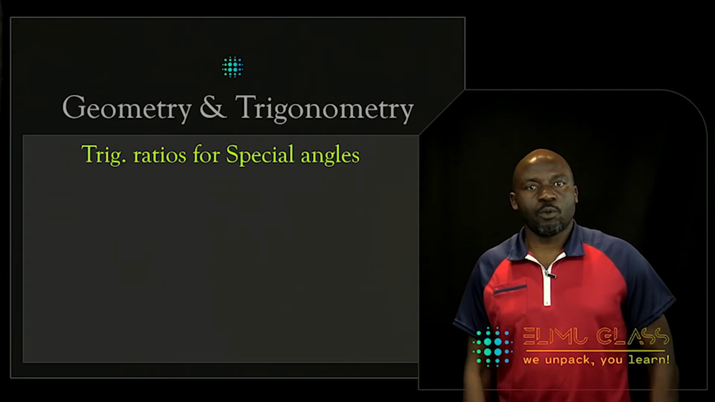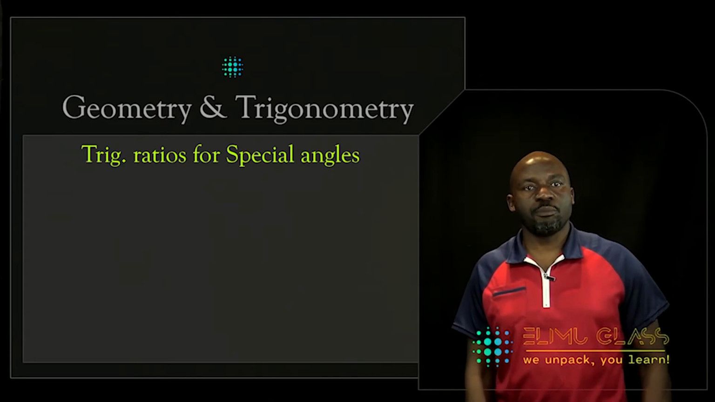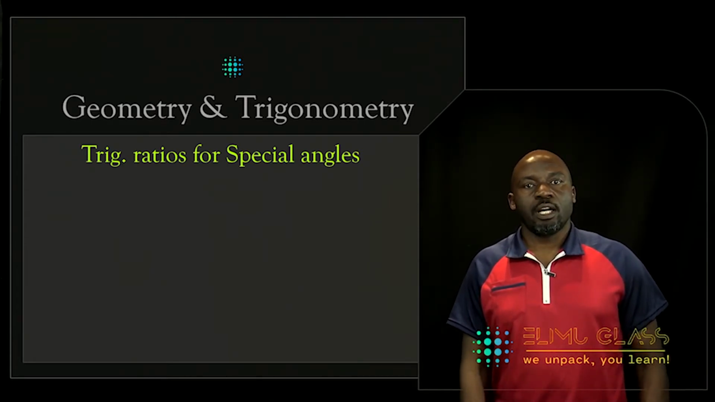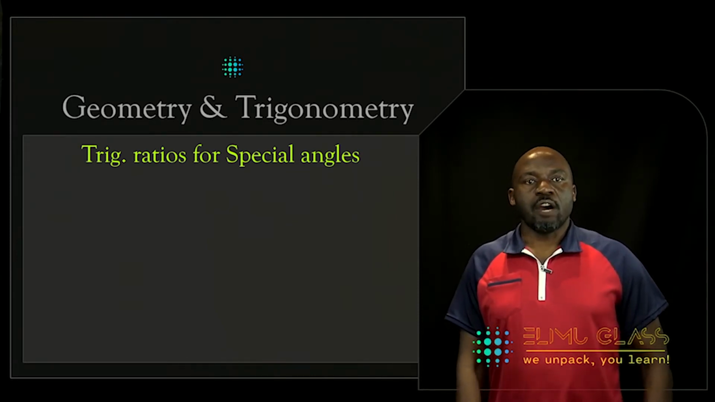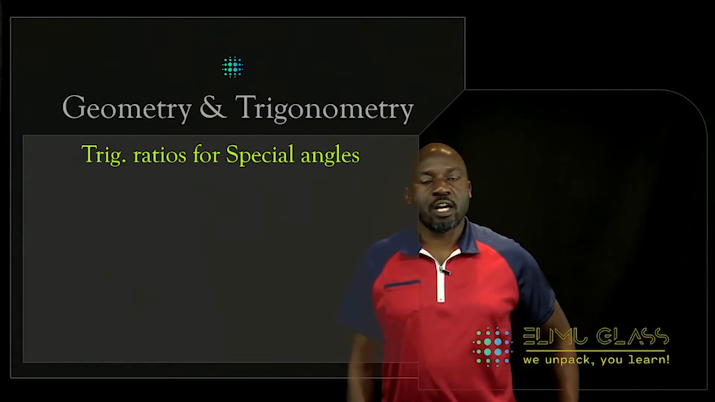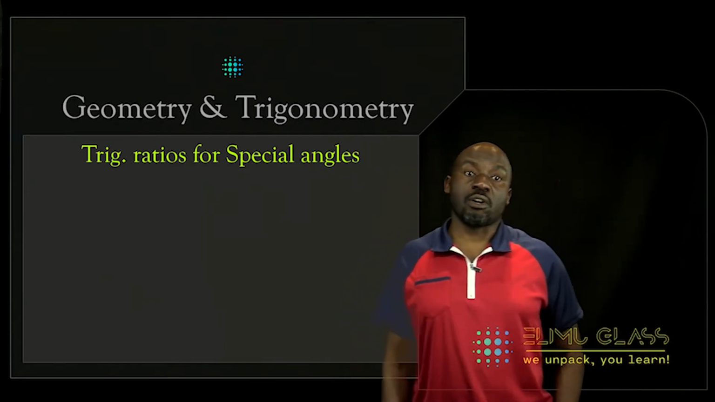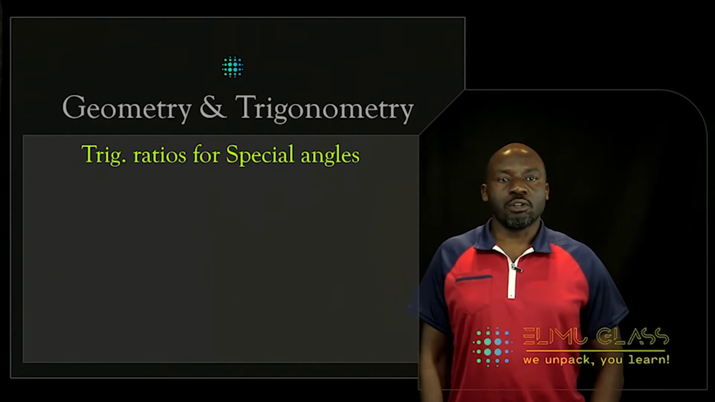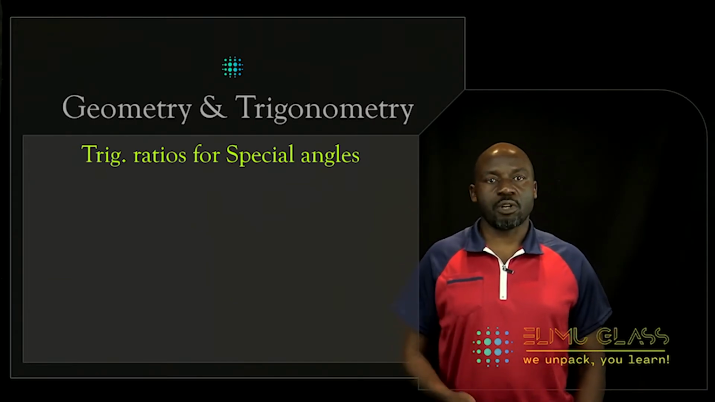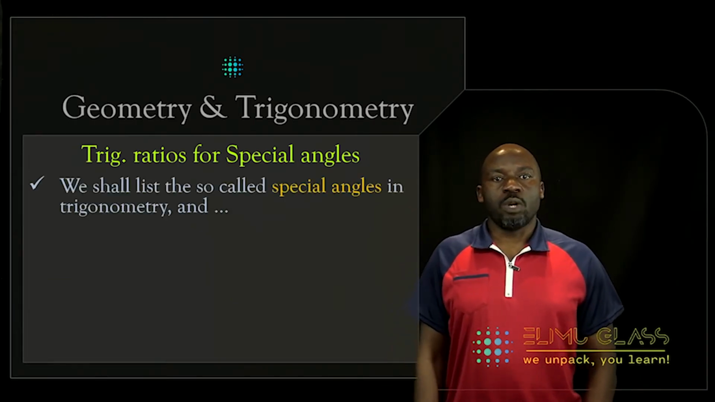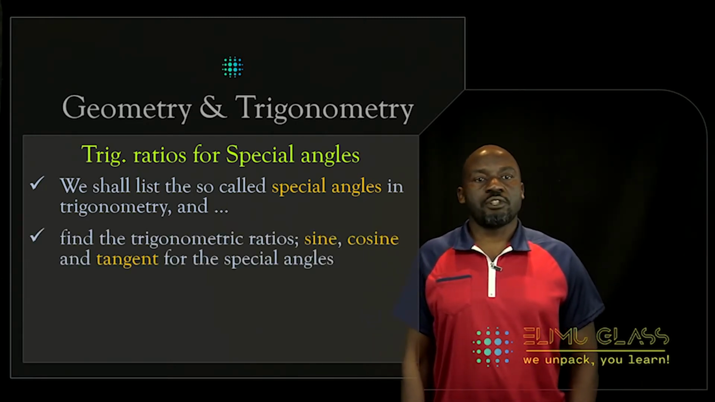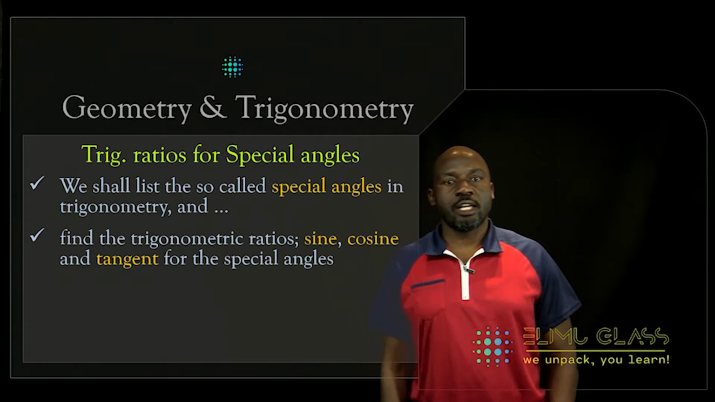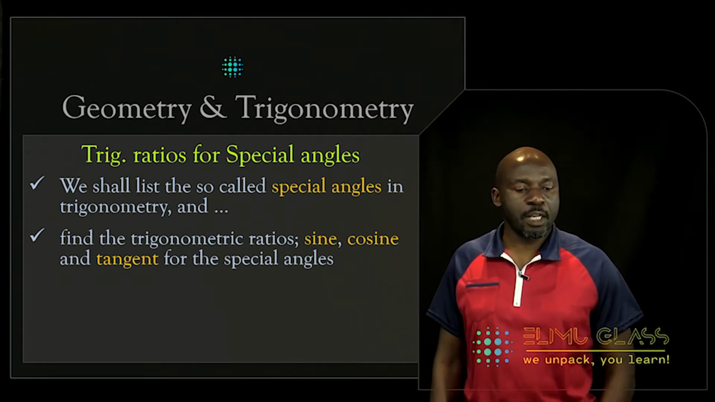Hello guys, welcome to another session of Geometry and Trigonometry. In this session we will be looking at trigonometric ratios for special angles. Now in trigonometry there are angles that are usually considered special for a certain reason that we'll talk about shortly. We will list these special angles and then find the trigonometric ratios, sine, cosine and tangent, for these special angles.